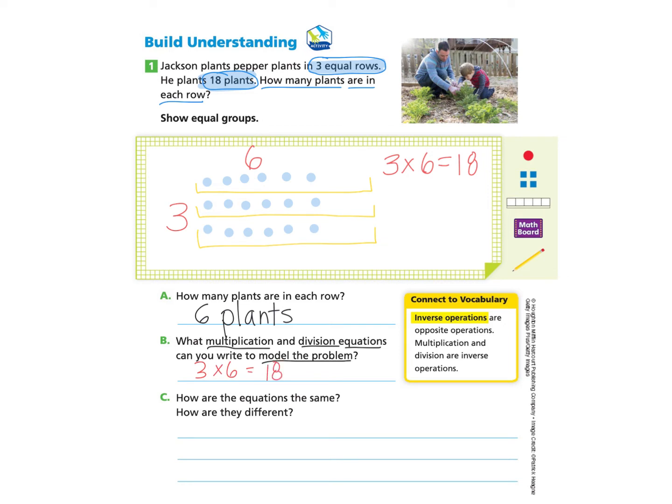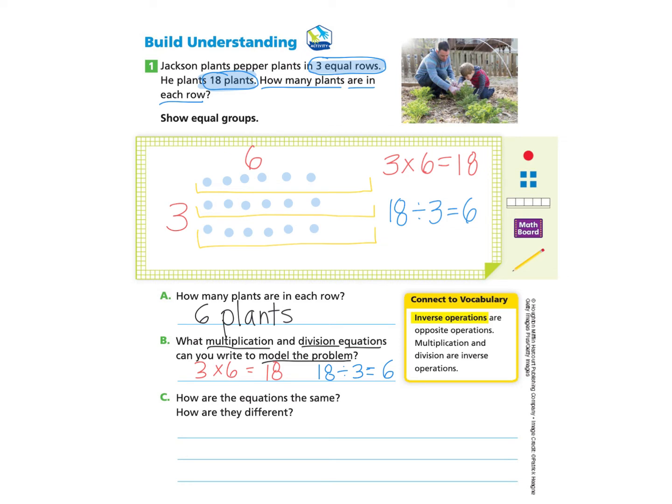For the division equation, they first said that there were 18 plants, and they divided them into 3 rows. And then we had to find that there were 6 in each row. So our division equation is 18 divided by 3, and we found that that was 6.